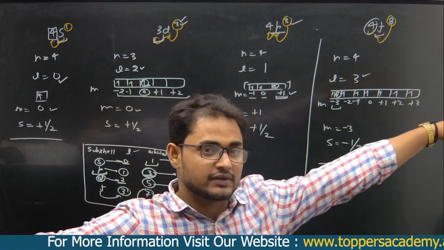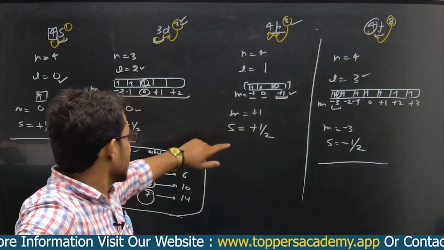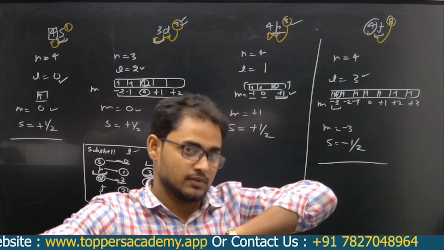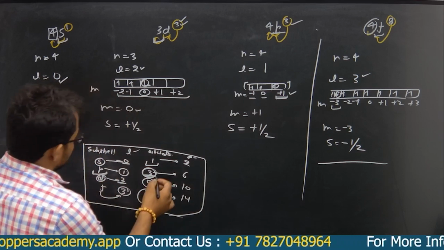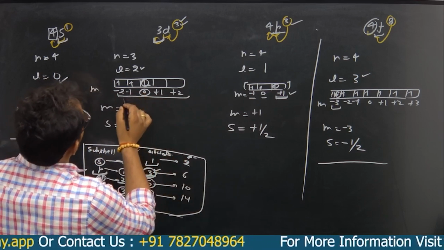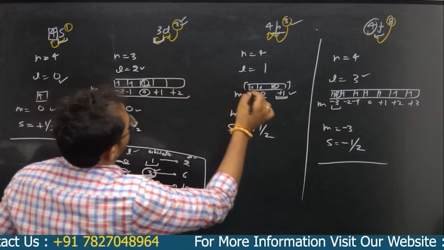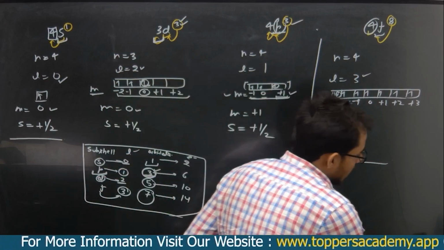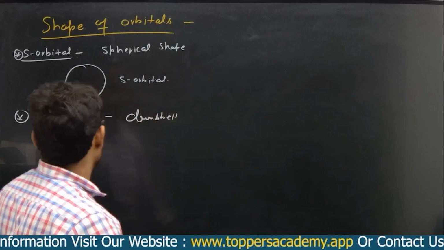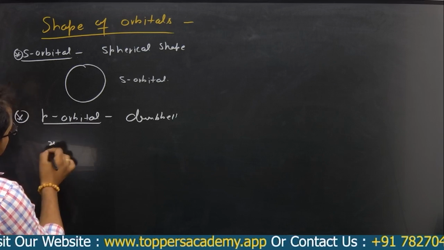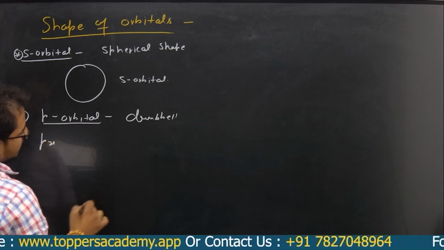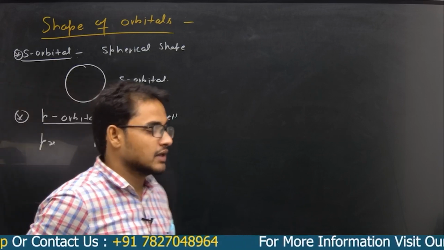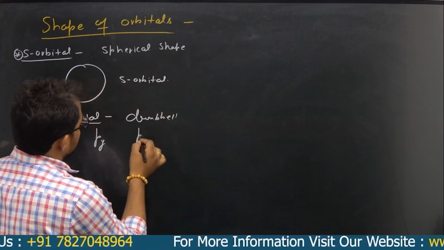I have told you in the previous slide that M tells about the possible orientation of an orbital, right? So there are three possible values of M for p orbital. So it will have three possible directions in space. That means if it is present in the x direction, we call it px. If it is present in the y direction, we call it py, and we can say pz.